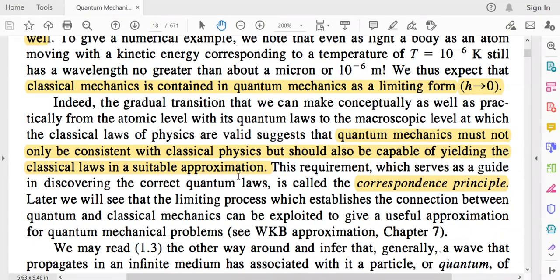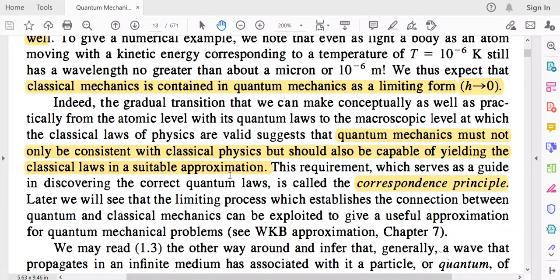So, what is the meaning of the sentence? You see this highlighted sentence very carefully. Quantum mechanics must not only be consistent with classical physics. That is, quantum mechanics should be, and must be, consistent with classical physics, and again it should be capable of yielding the classical laws in a suitable approximation. That is, the laws of classical mechanics can be obtained from quantum mechanics.